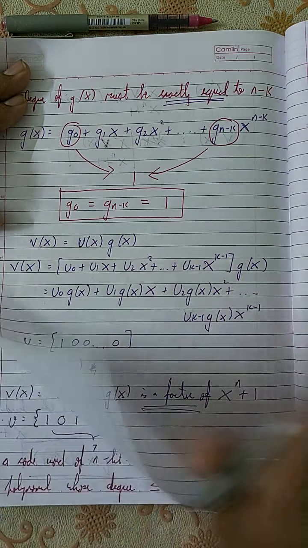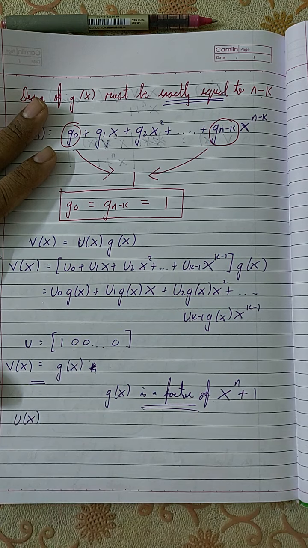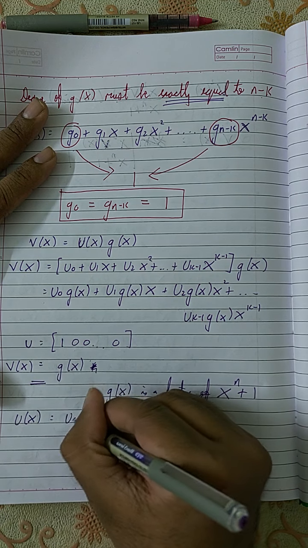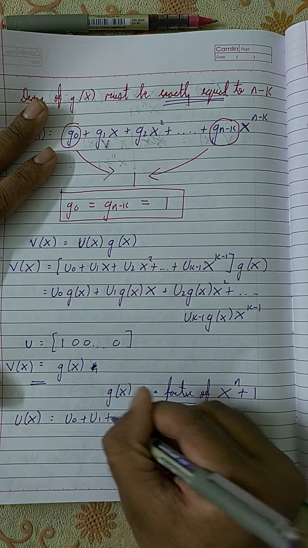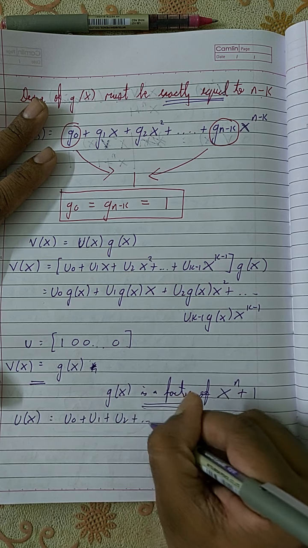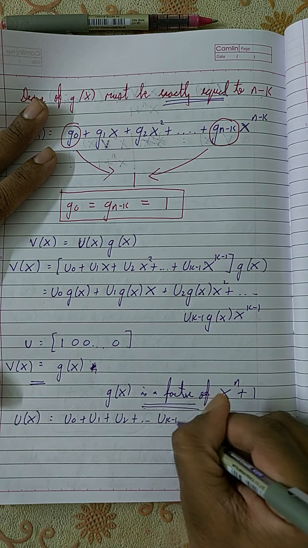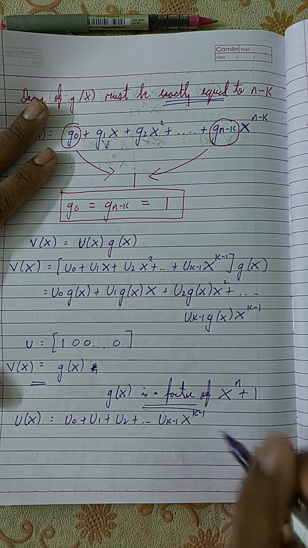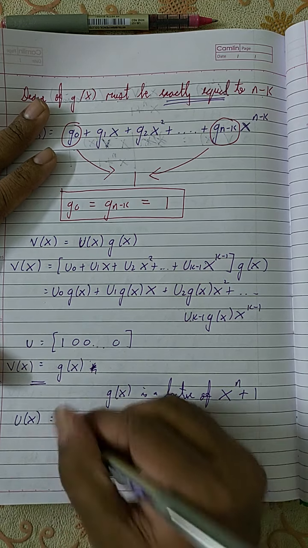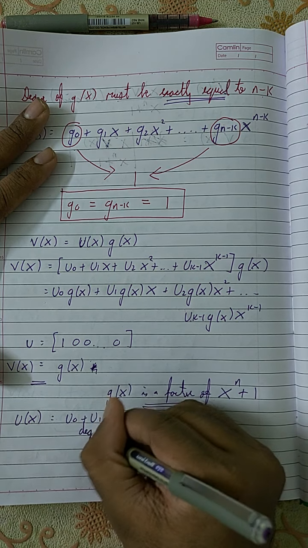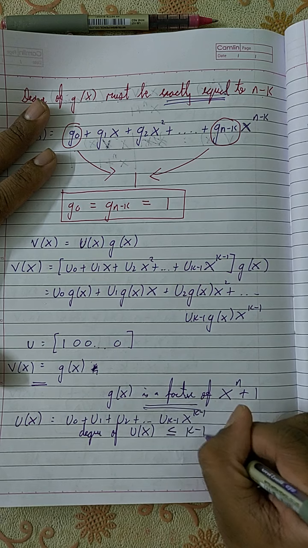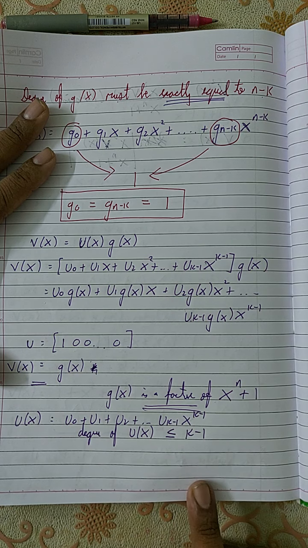Let me just give you a summary of what you have studied so far. First thing is that u of x can be represented as u0 plus u1 x plus u2 x square plus up to u k minus 1 x raised to k minus 1, which means the degree of u of x is less than or equal to k minus 1. That is the first thing you have studied.